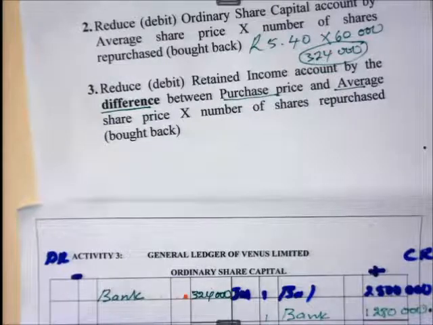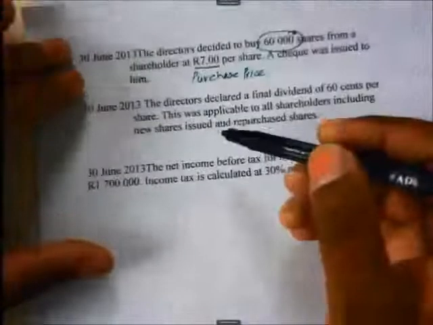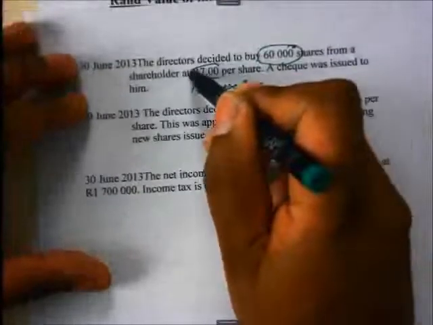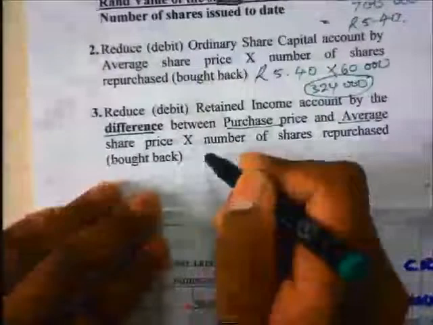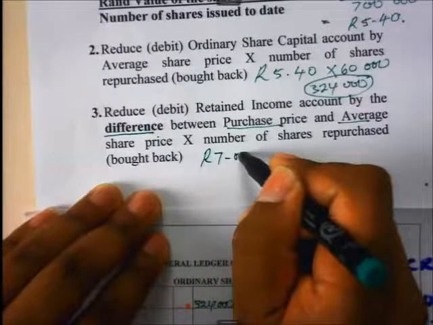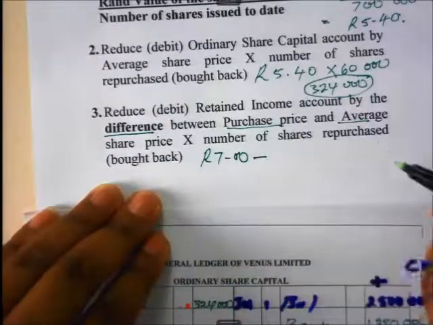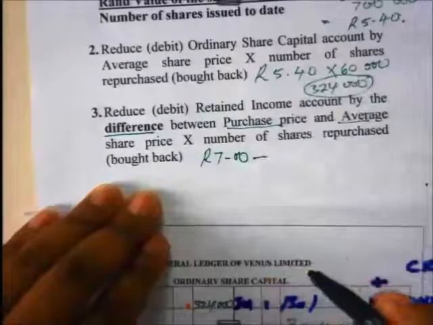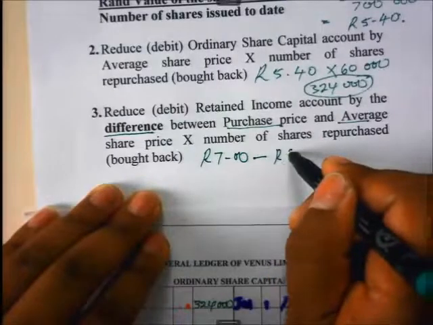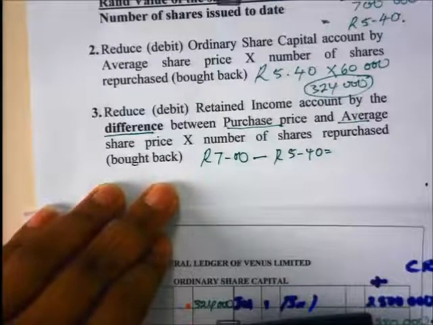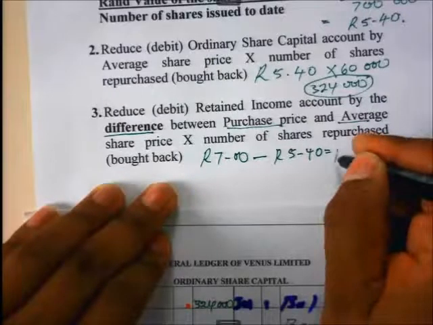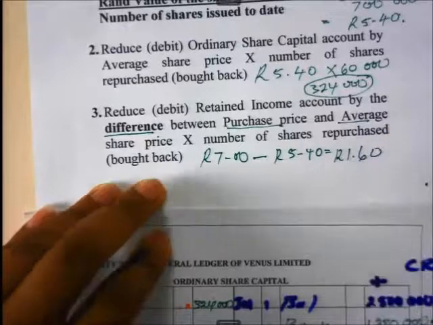Now, you know the difference is when you subtract. Therefore, what is our purchase price? The purchase price is the price that we pay to the shareholder. Therefore, that will be 7 rand. We subtract the average share price, which is 5 rand 40. Therefore, the difference will be 7 rand minus 5 rand 40, which is 1 rand 60. Are you okay? Fine.